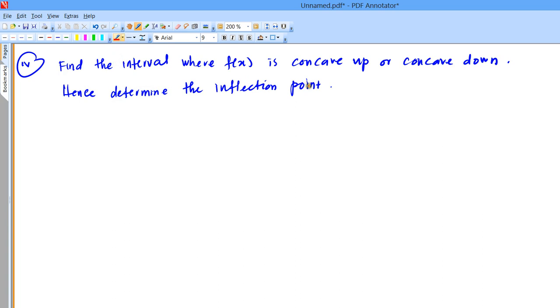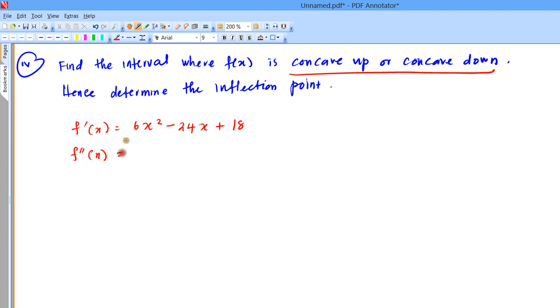Okay, to find the concavity is actually based on the second derivative. So for the first derivative, we have f prime x equal to 6x squared minus 24x plus 18. So f double prime, the second derivative, equal to 12x minus 24. And then you just need to set f double prime x equal to 0. So we get 12x minus 24 equal to 0, 12x equal to 24, and x equal to 2.